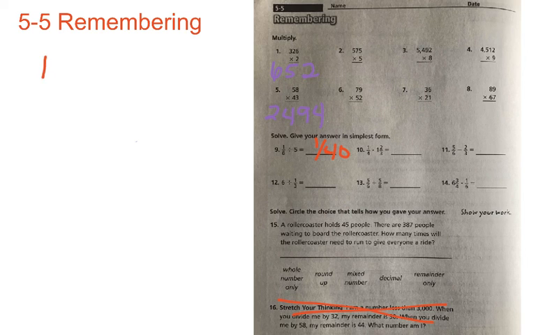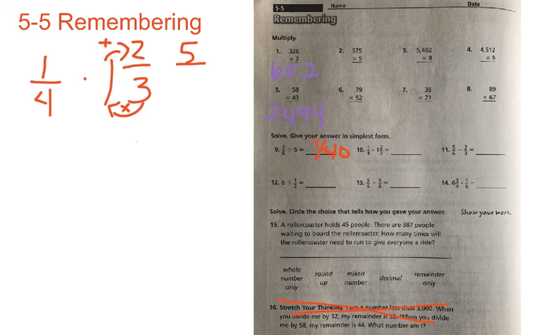In number 10, we have 1/4, and we're multiplying 1/4 by a mixed number of 1 and 2/3. We know when we're multiplying and dividing, we have to convert those mixed numbers to an improper fraction. So we're going to go ahead and do that first. 3 times 1 is equal to 3, plus 2 is equal to 5, and then we write it over the same denominator. So 5/3, 5 over 3. So now we have 1/4 times 5 over 3. And we can go ahead and multiply straight across.